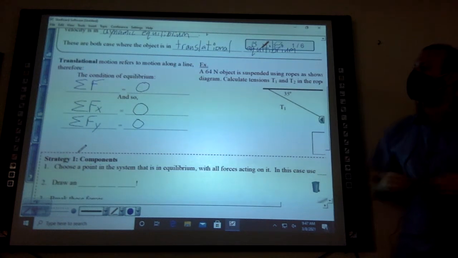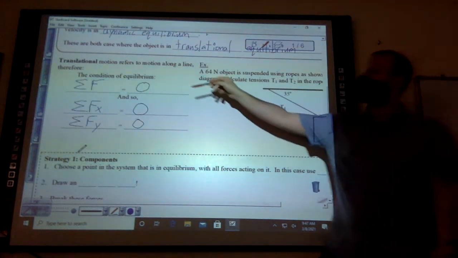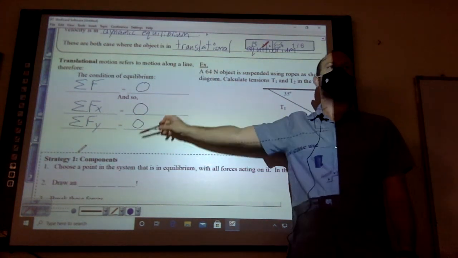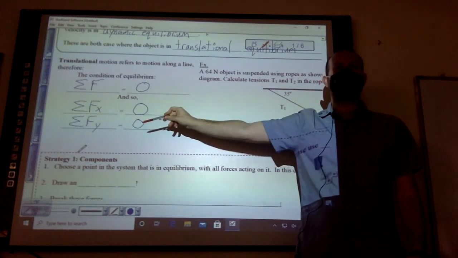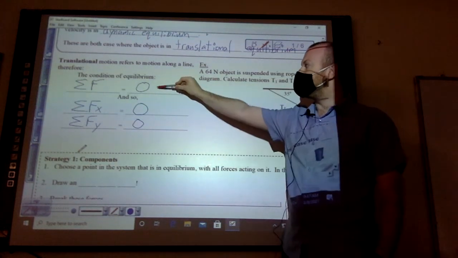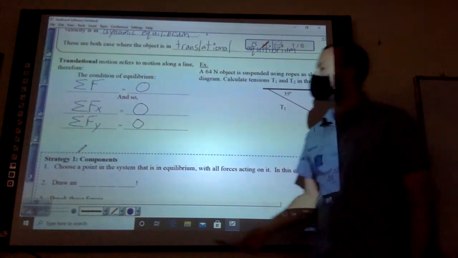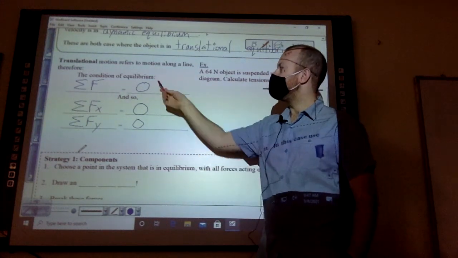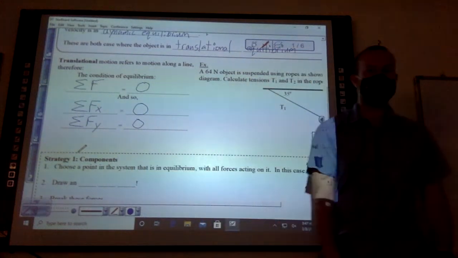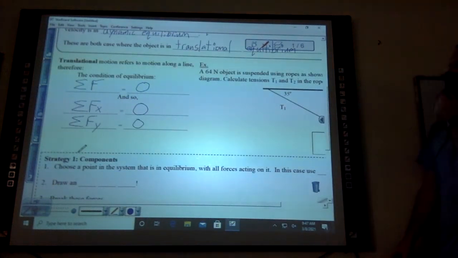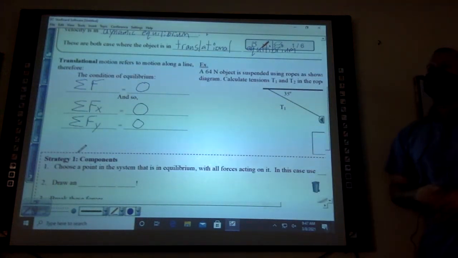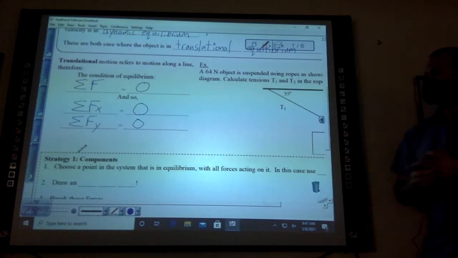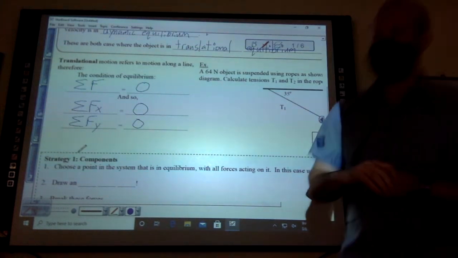So immediately in your head, you should be thinking trig method, component method. That's automatically what we're doing. So either I use this and use the component method, or sorry, this is components, this is trig. As you can see below, we have two strategies. So this is the equation you're going to use in order to solve problems.